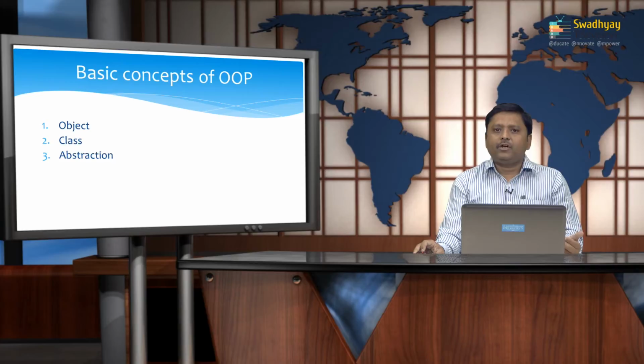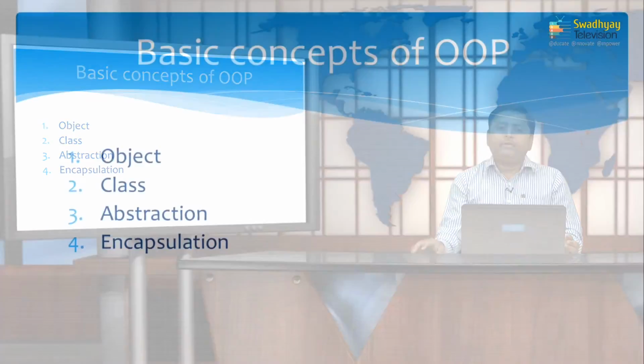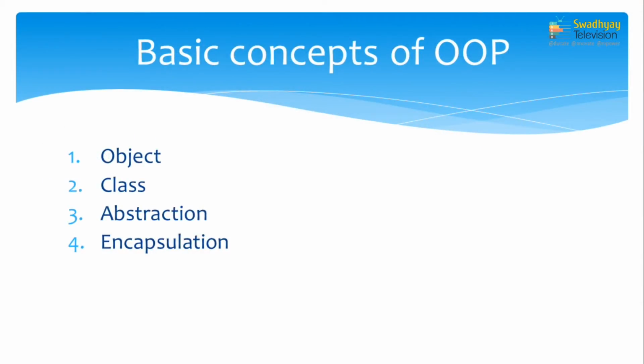Inside a class we just specify state and method, but at that time we do not think of how this method will be implemented. So, class provides this abstraction mechanism, and that is why it is called an abstract data type. Now, we discuss encapsulation, which is also an important part.